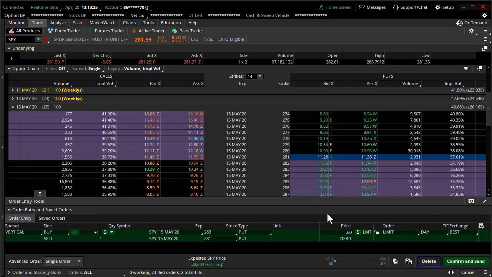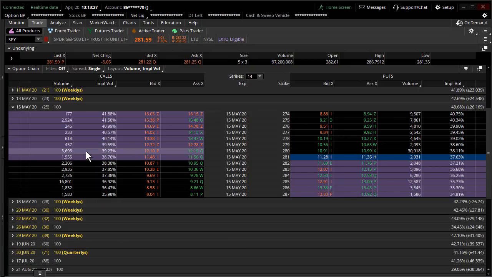Now, if you were to do that on the call spread, the call spread's going to tear you apart, because you're trading a 39.2 vol and then selling, for instance, a 38 vol. The skew is against you.